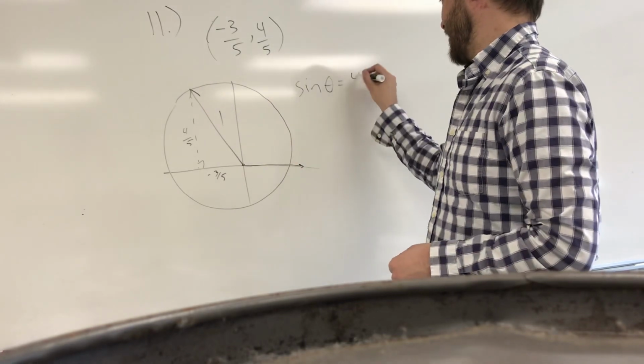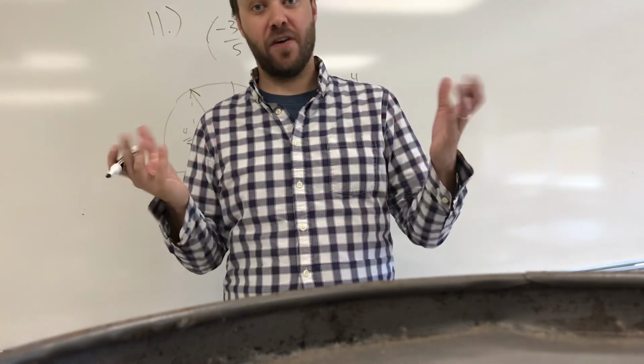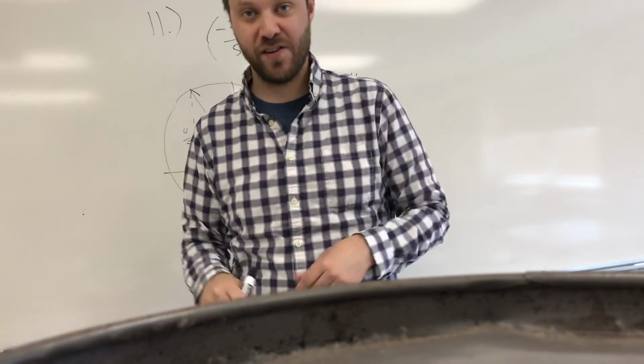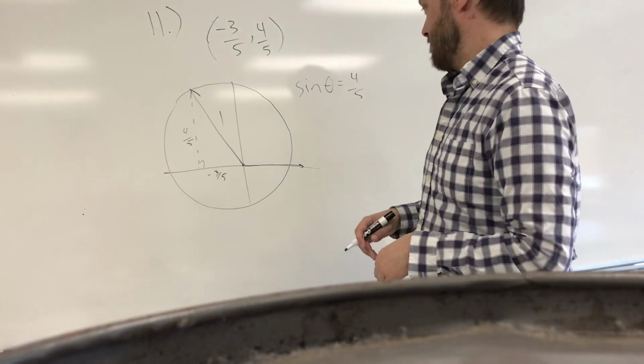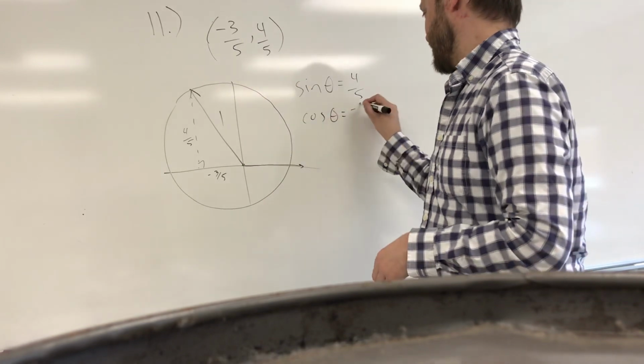So the sine of this angle is 4/5, okay? We don't know what the angle measure is. You could use an inverse trig function to find the angle measure. I'm sure it's some ugly decimal, but anyway, that's all we need. Cosine of an angle is the x-coordinate, so it's -3/5.